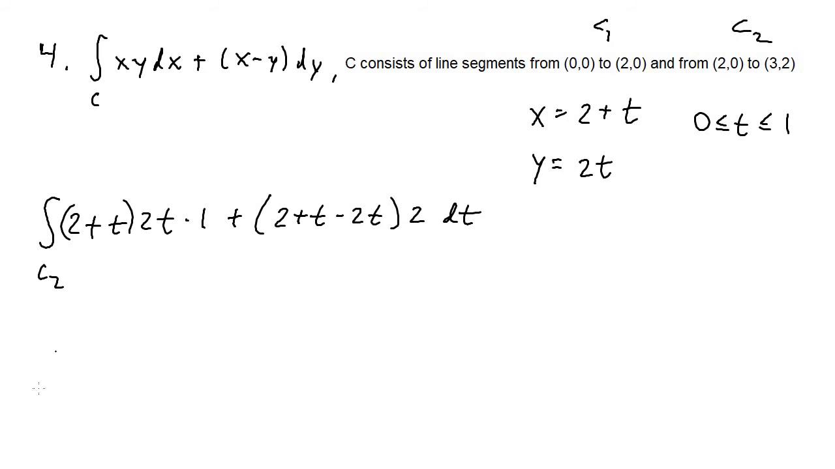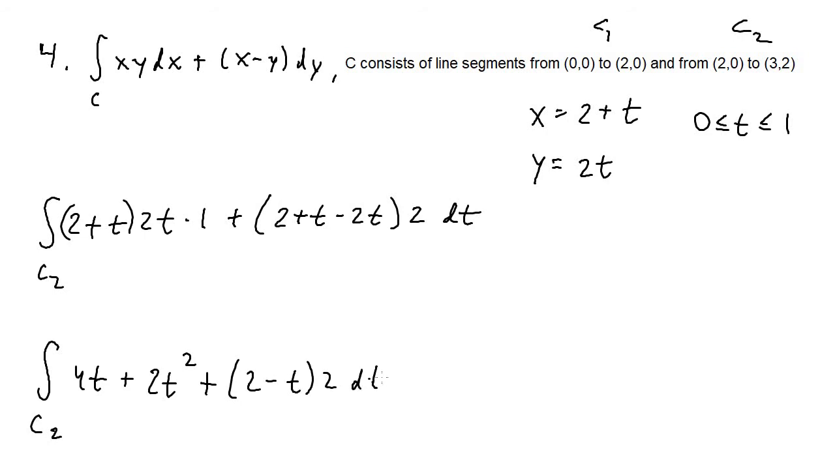And don't forget we do need dt on the outside, because we're going to integrate with respect to t. So if I go ahead and simplify the integral along C2, or the second line segment, we have 2t times 1, which is 2t, and if I distribute that over 2 plus t, we'll get 2t times 2, which is 4t, and then plus 2t times t, which is 2t squared, and then plus, we have 2 plus t minus 2t, which is going to be 2 minus t, and then times 2. So then if I simplify further, we get the integral along C2 of 4t plus 2t squared, and if I distribute over the 2, we get plus 4 minus 2t dt.